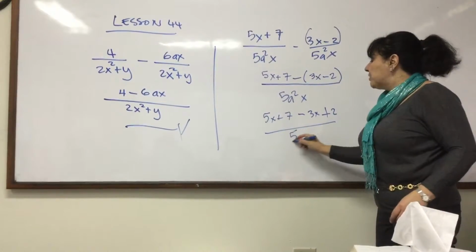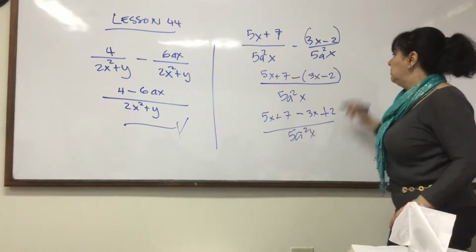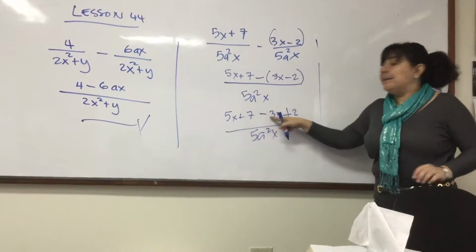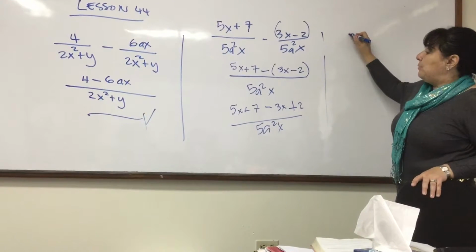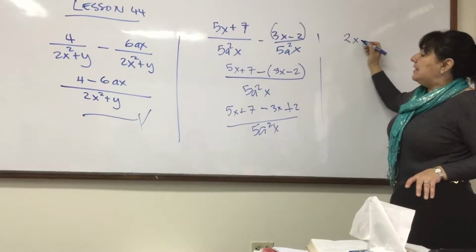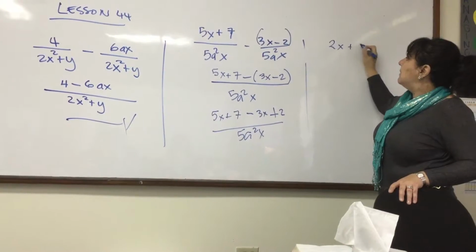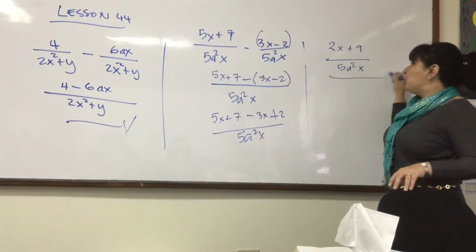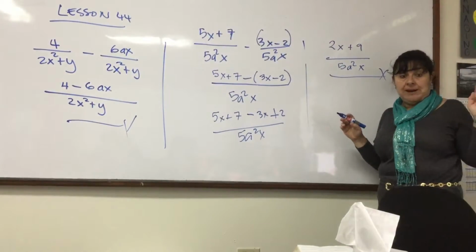Is there anything you can simplify in the numerator? What can you simplify? 5x minus 3x? That would be 2x, right? Yes. And 7 plus 2? Plus 9. Over 5a squared x. And that's your answer because you can't simplify more, right?